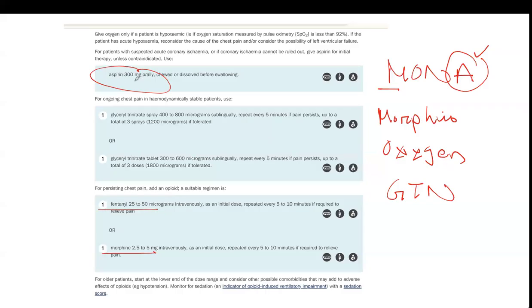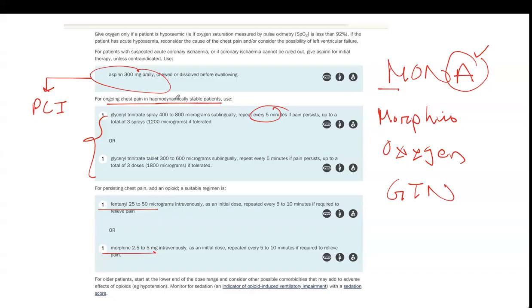So look at here. First you have given aspirin. The next thing is you arrange for PCI. Always remember that is your next step before you try anything else. For ongoing chest pain, in a hemodynamically stable patient, your next step will be glyceryl trinitrate, a spray or a sublingual tablet. And you can give it 3 times, every 5 minutes.